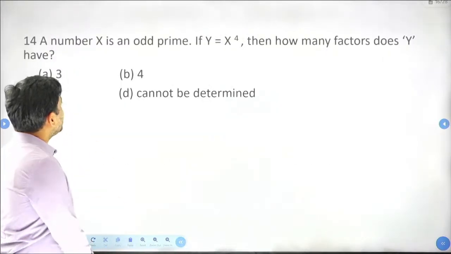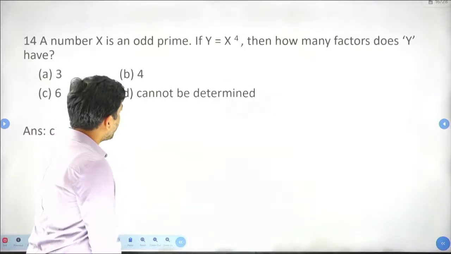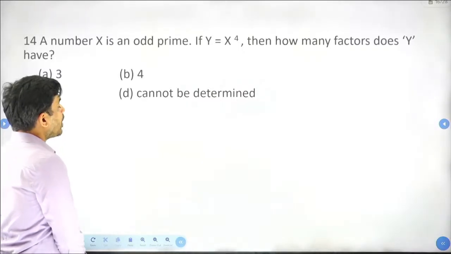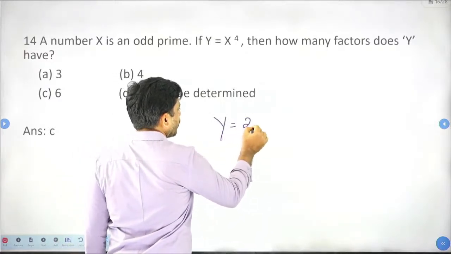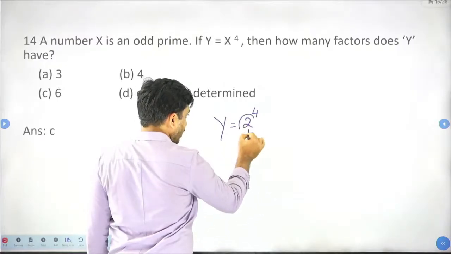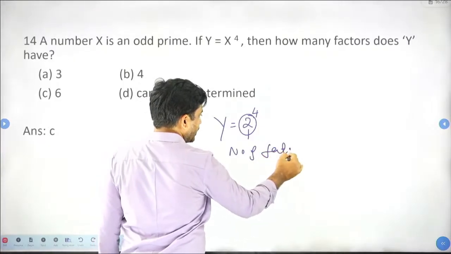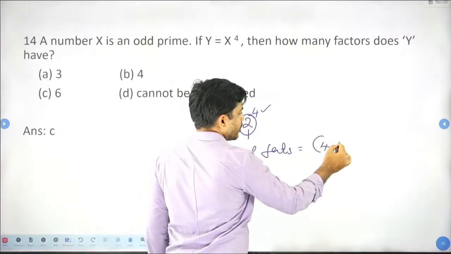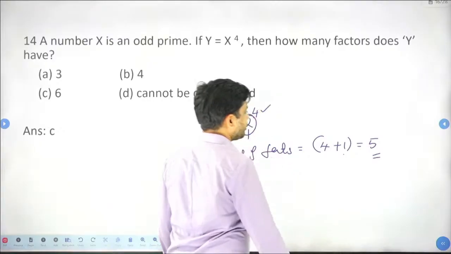A number x is odd prime. If y equal to x to the power of 4, then how many factors does y have? For example, y is equal to 2 power 4. In number systems, we study if it is a prime number. Number of factors, directly there is a shortcut. Take the power. It is 4 plus 1. Add 1, right? That is 5. That's all.